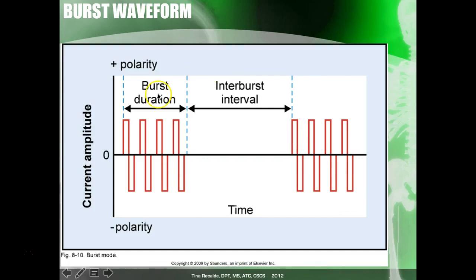So this is just giving you an example of that waveform and the rest in between, that interburst interval. And you have this in your book as well. You can see this is a biphasic waveform, that it's got a neutral polarity that is equal positive and negative polarity on both sides, and that it's pulsed.